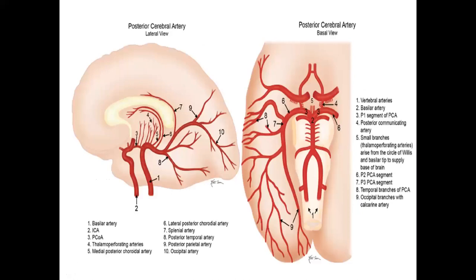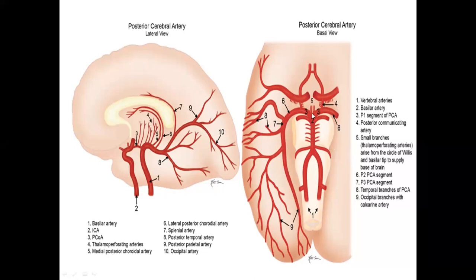The branches of the posterior cerebral artery. It receives the posterior communicating artery, and gives the thalamostriate or thalamoperforating arteries, medial and lateral posterior choroidal arteries, and cortical branches, the internal temporal branch and internal occipital. The internal occipital will end as calcarine and parieto-occipital. Also, it gives the splenial branch, here the temporal, parietal, and occipital.